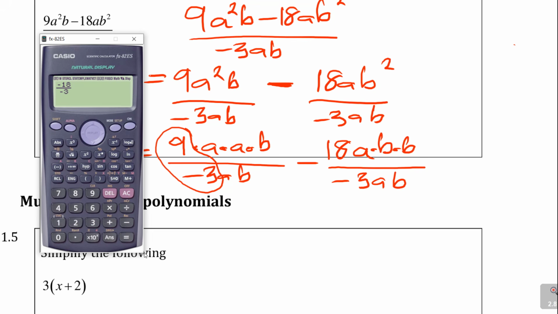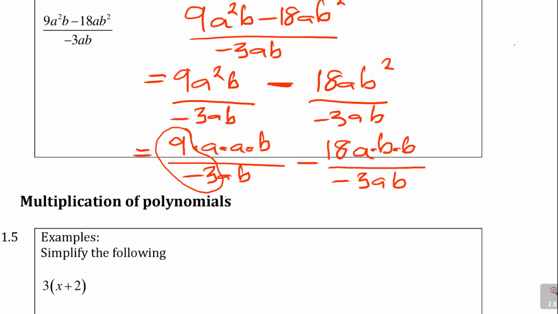So don't ignore those two negatives. Equal to, this time it gives me a positive 6. Did you see that? In the first one, it gave me a negative 3, right? The other one, it gave me a positive 6. But let's do the rest.